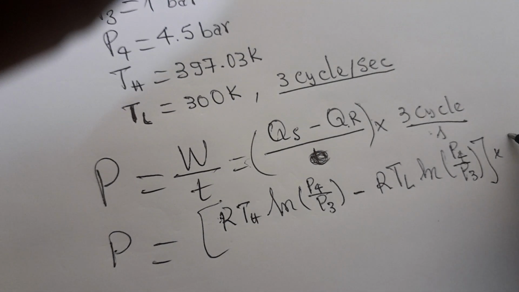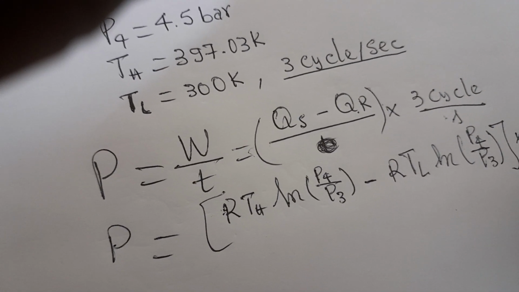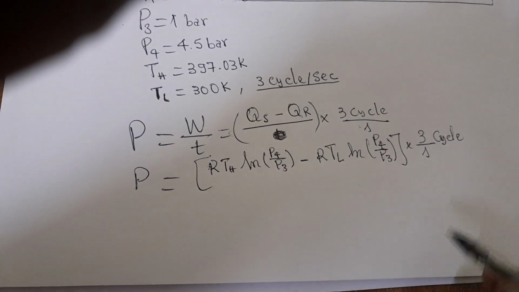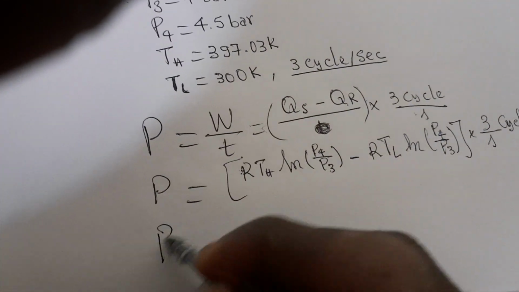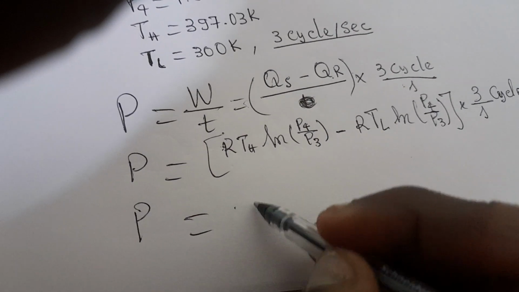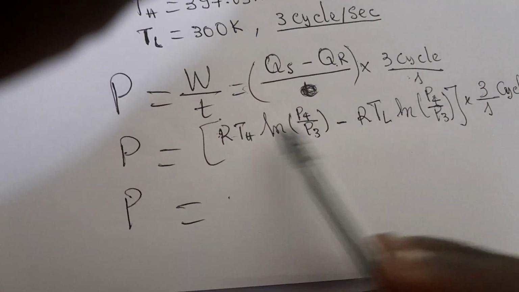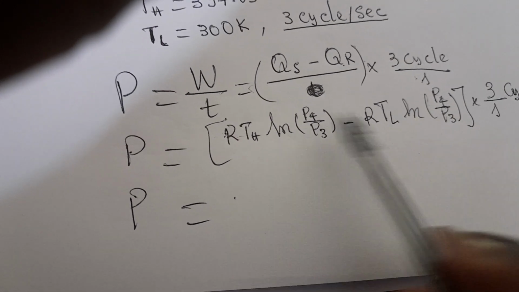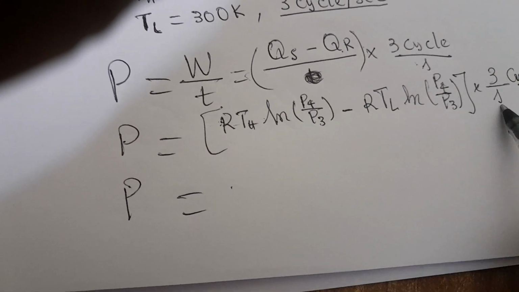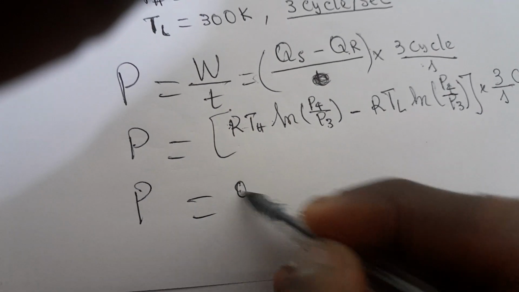Just multiply by 3 cycles per second. Then here just find your work done, not your power. See, here it is work done. Work done is expressed in joule, so joule per second will be watt. Watt per cycle. So now just divide this.